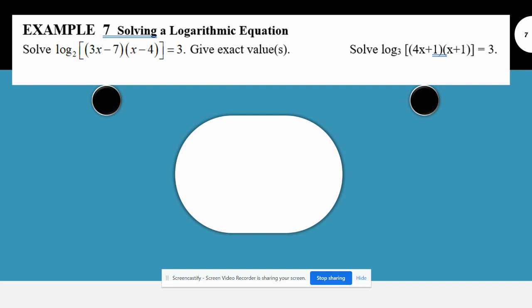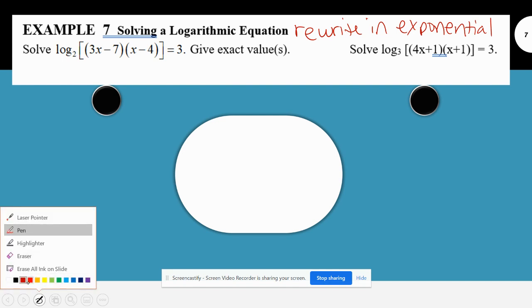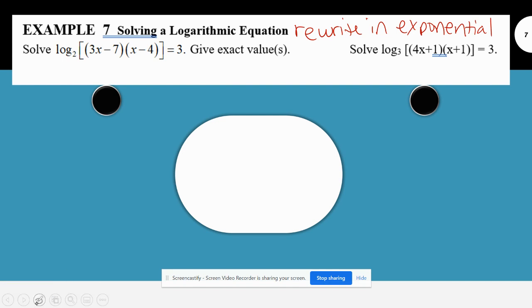Example 7, we are back to a single log. If all I have is one log, then we rewrite in exponential form. If we only have a single log, we rewrite it in exponential form. I know we've got a lot going on there, but that's okay. So I start with a single log, my base is 2.